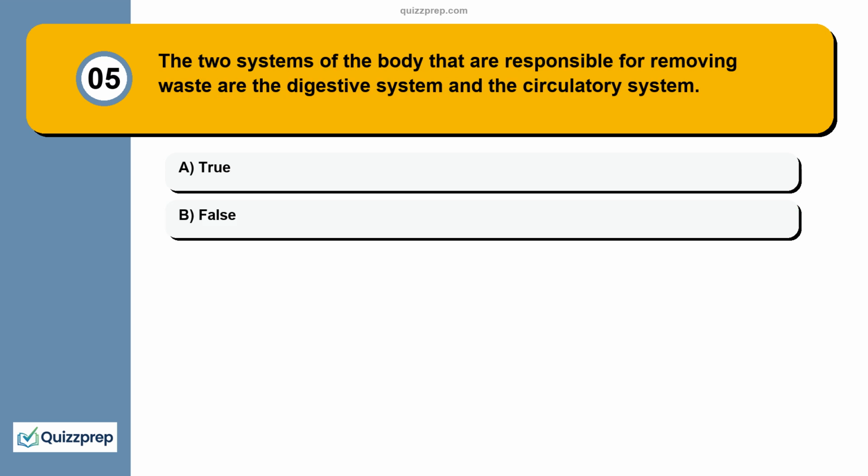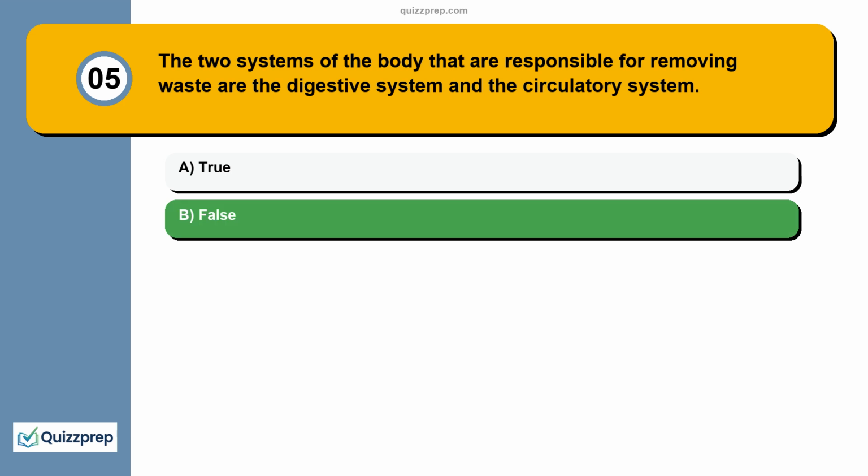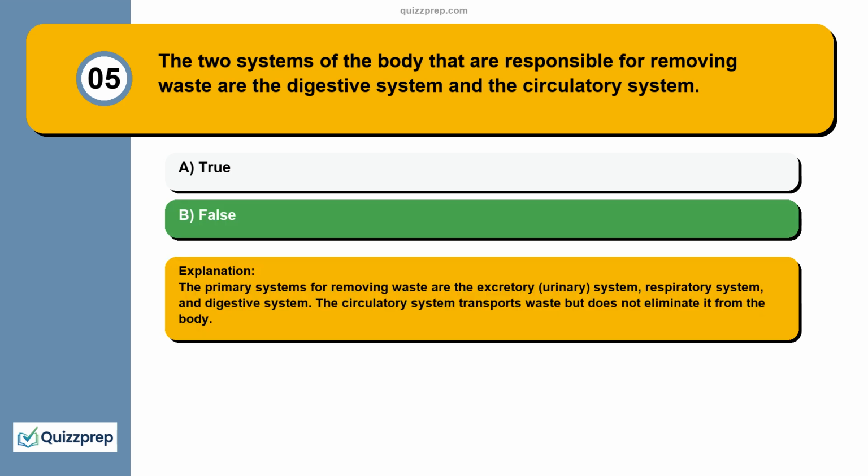Question 5. The two systems of the body that are responsible for removing waste are the digestive system and the circulatory system. True or false? The primary systems for removing waste are the excretory (urinary) system, respiratory system, and digestive system. The circulatory system transports waste but does not eliminate it from the body.